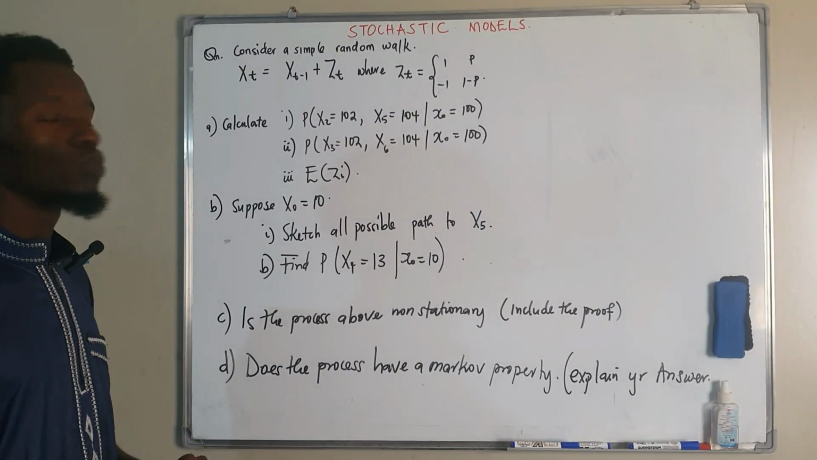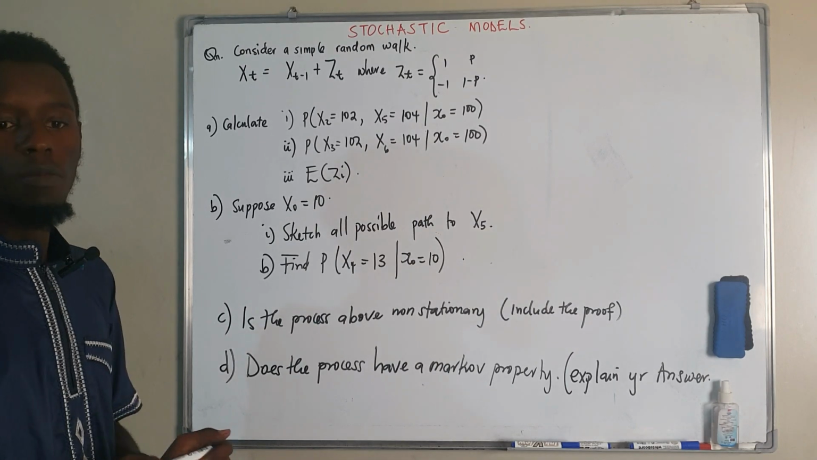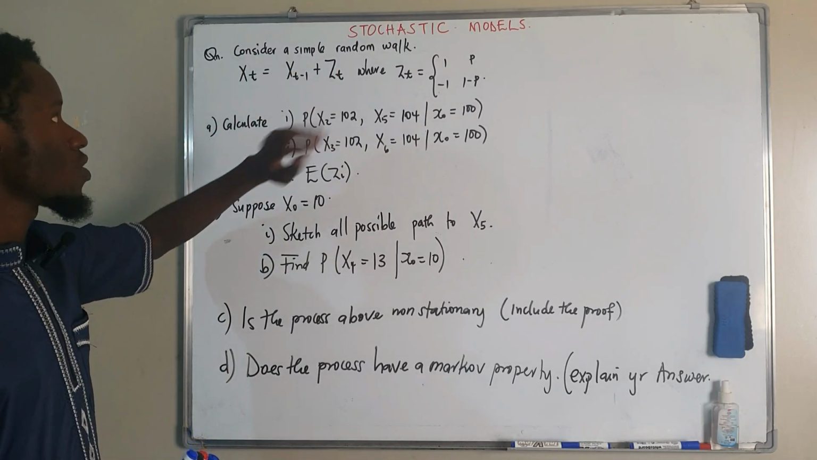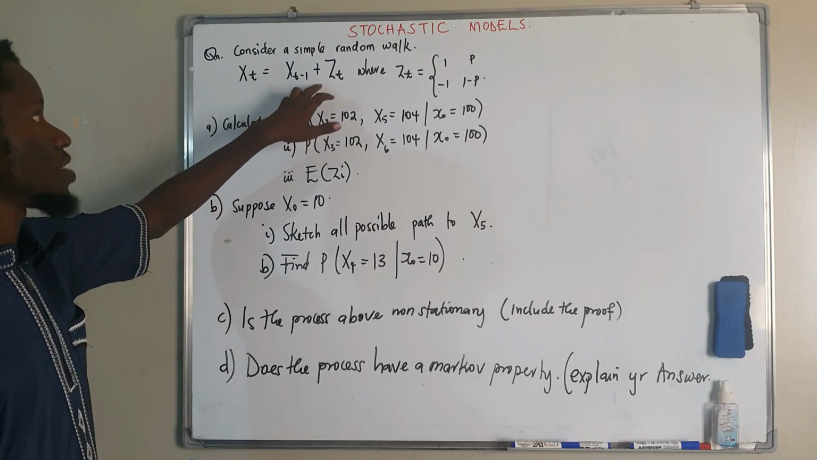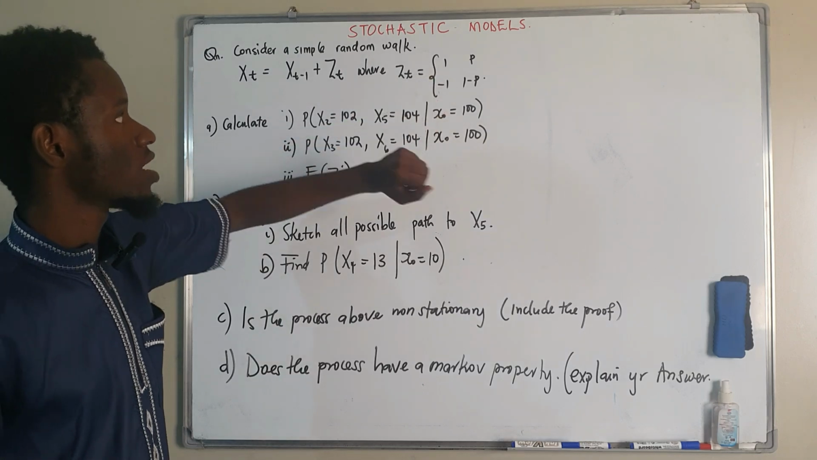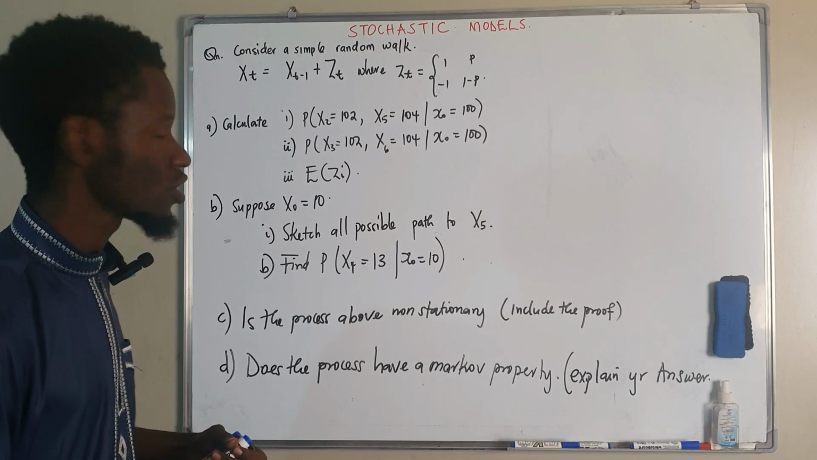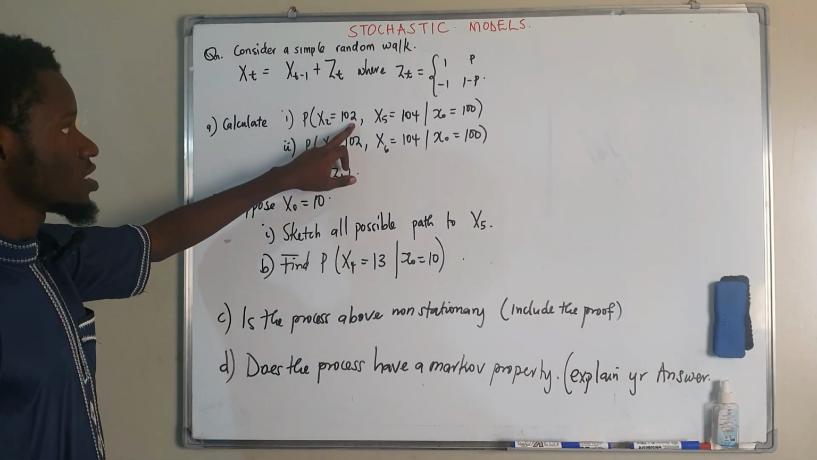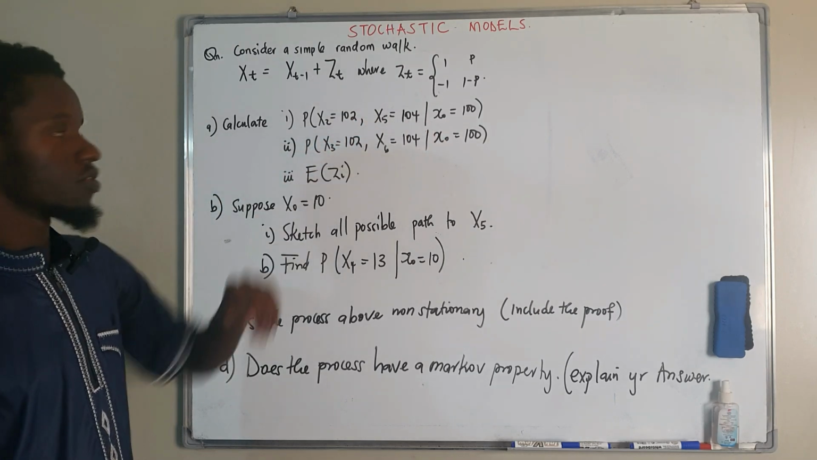Today we are going to go ahead with our stochastic processes, our second video, and today we are going to talk about our sample question. The sample question is like this: consider a simple random walk. We saw last time a simple random walk, what it is: Xt equals Xt minus 1 plus Zt, where Z is the increment, and the increment is 1 with probability p and negative 1 with probability 1 minus p. Now our question wants us to calculate the probability of X2 equaling 108 and X5 equaling 104, given X0 is 100.